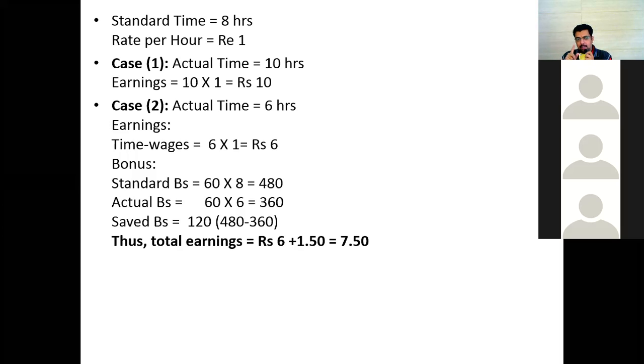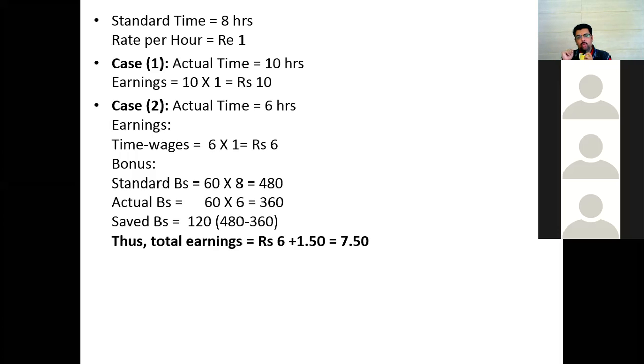So his standard time is 8 hours, rate per hour is rupees 1. In case 1, actual time is 10 hours. Suppose we take an example of finishing some work. The actual time taken by the worker is 10 hours, and earnings are per hour. How much are they getting? Rupees 1. So 10 hours into 1 rupee is equal to rupees 10. They will earn a total of 10 rupees. That is also one of the extra earnings.